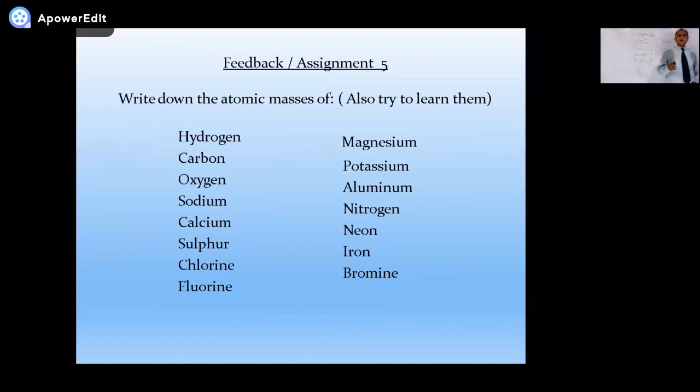Just write down the atomic masses of these. And if you think that you are quite intelligent and responsible, you should memorize these atomic masses, like what is the atomic mass of carbon, what is the atomic mass of oxygen, this and that. These are the important ones. All right? If you have any question, let me know.